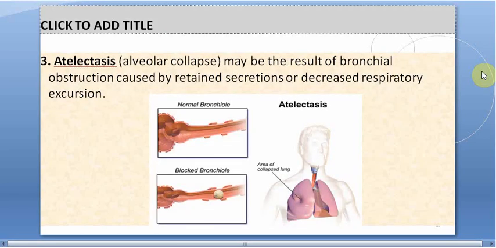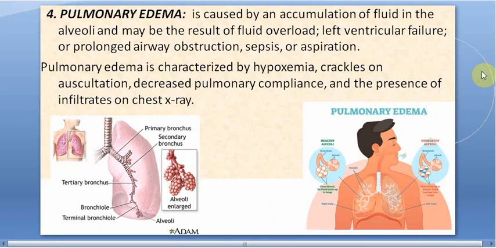Next is atelectasis. Atelectasis means complete or partial collapse of the lungs. Why does atelectasis happen in the post-operative period? It could be because of improper ventilatory function or decreased respiratory function, or excess retained secretions, which will cause atelectasis or collapse of the lung. Next one is pulmonary edema.